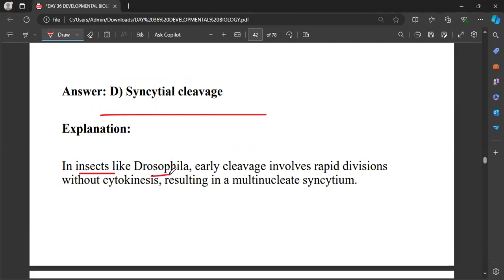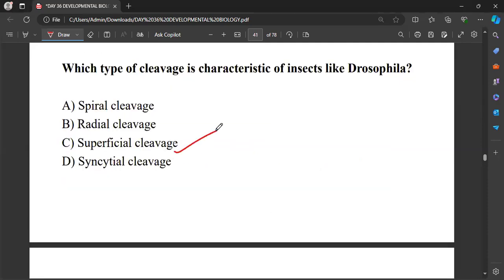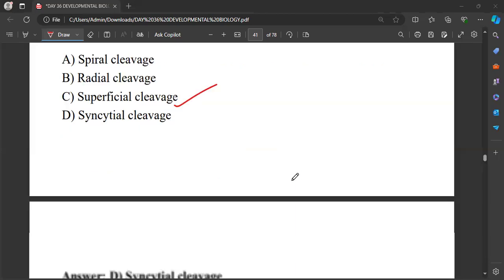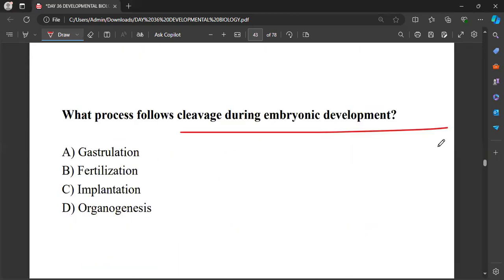In insects like Drosophila, the early cleavage involves rapid divisions without cytokinesis. And where can we find superficial cleavage? Of course, it will be in insects. So don't get confused between superficial and syncytial cleavage. Okay, now, what process follows cleavage during embryonic development?